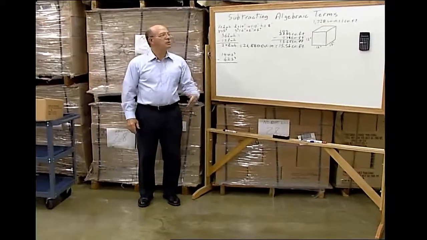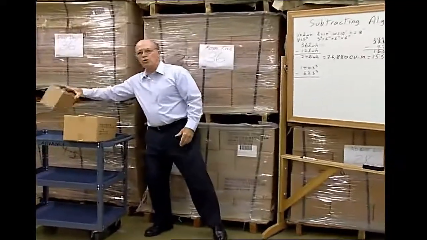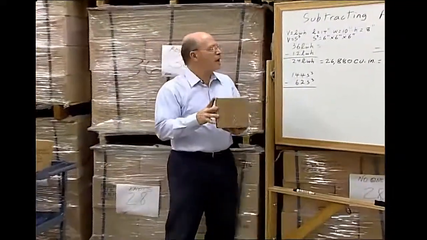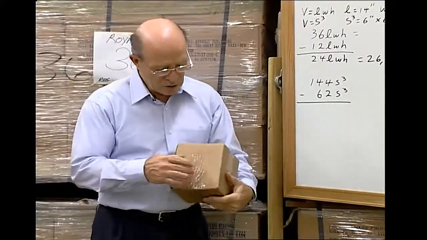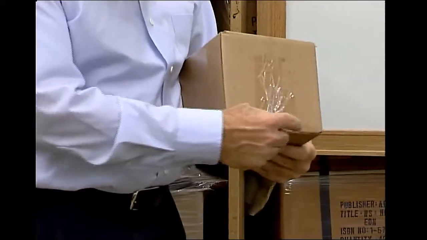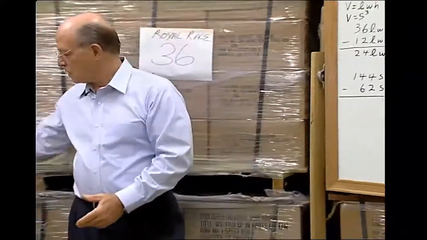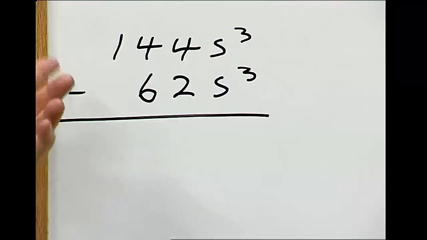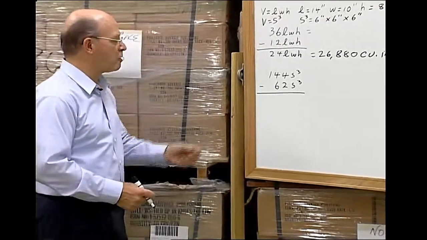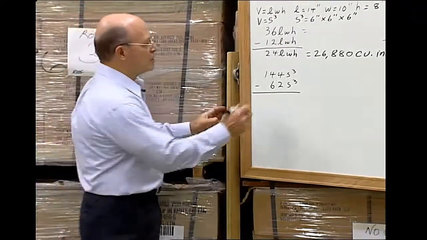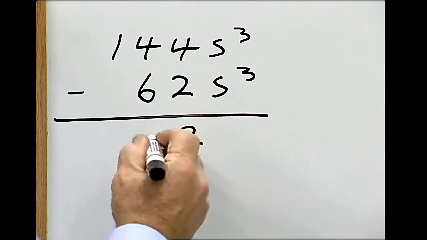Now we're going to demonstrate subtracting algebraic terms with another problem, and that's with a cube. Now remember, the volume of a cube is s to the third power. So this is 6 inches by 6 by 6. So let's say we have 144 of these cube boxes on the pallet, and we remove 62 of them. Let's do the math. 2 from 4 is 2. 6 from 14 is 8.